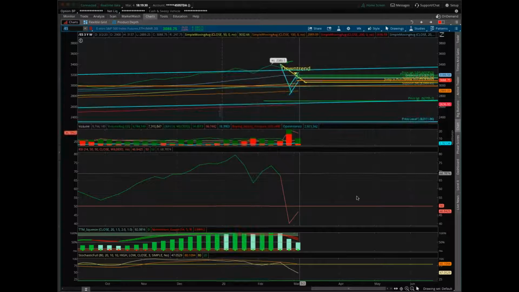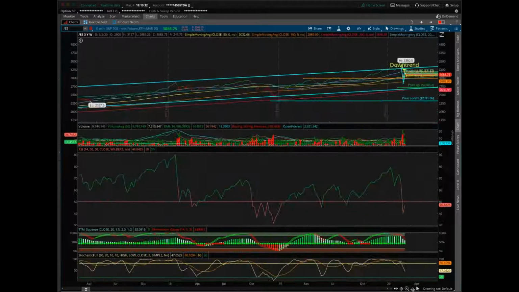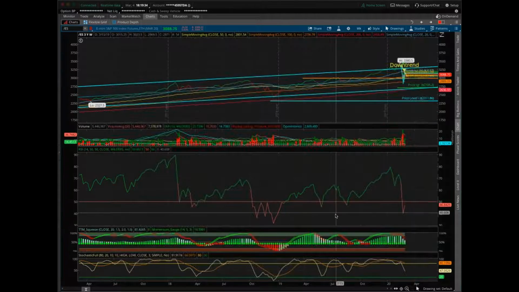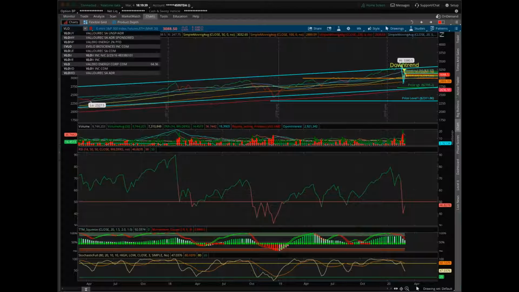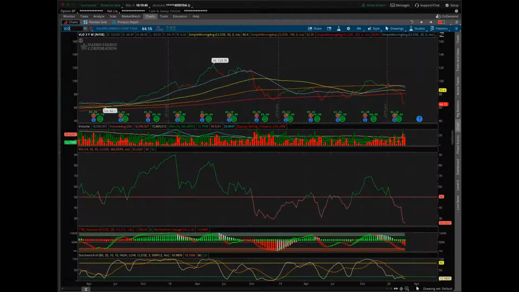All right. Let's go back to Valero. Okay. Do I see a bullish divergence anywhere? No, not on Valero. So above 50, we're bullish. Below 50, we're bearish.